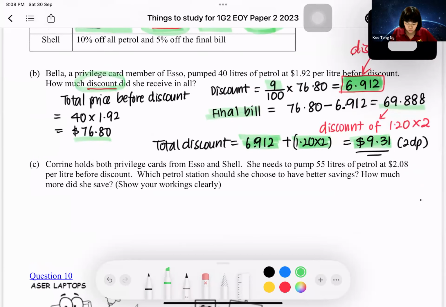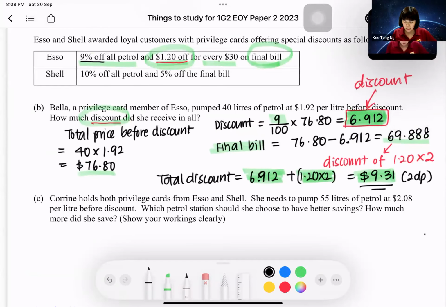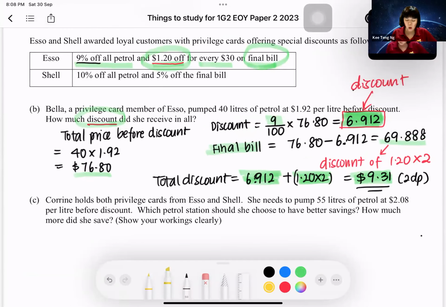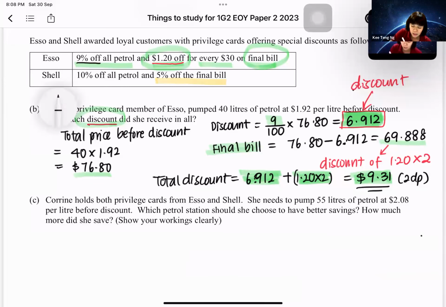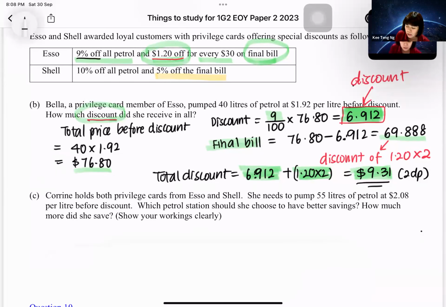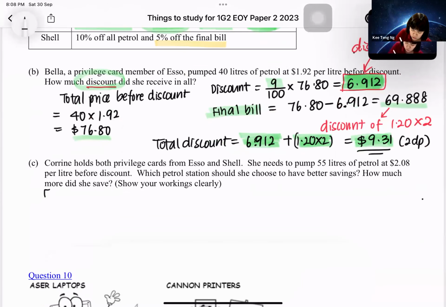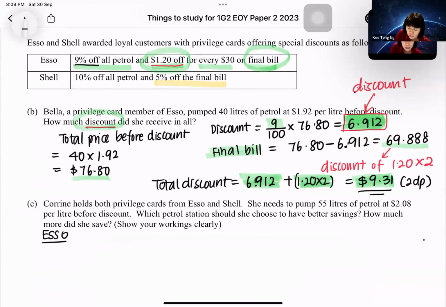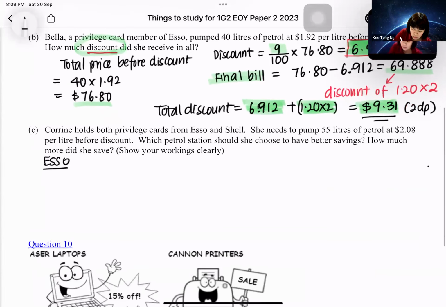Now, that is for SO. Next one. Shell says 10% off all the petrol and 5% off the final bill. Again, must find the final bill, right? So for Corinne, she got both SO and Shell. This one I need to find both SO and Shell together at the same time, okay? Let us use back the same method. Let us find out under SO first. SO is at the same 9% off. Let me find my total price.